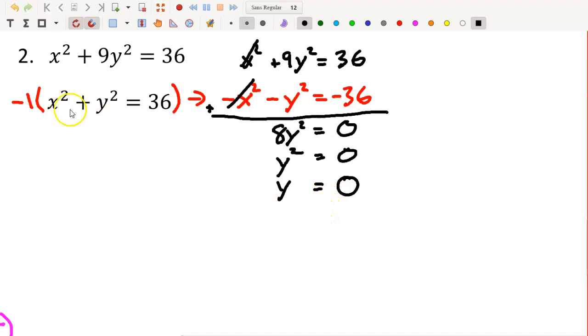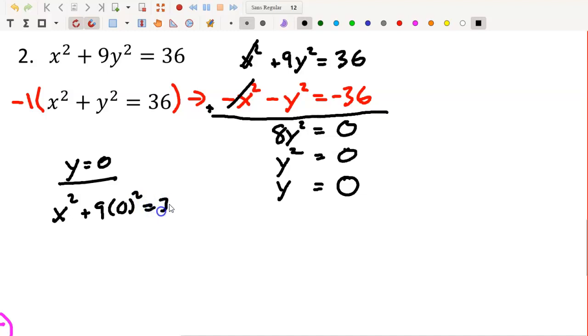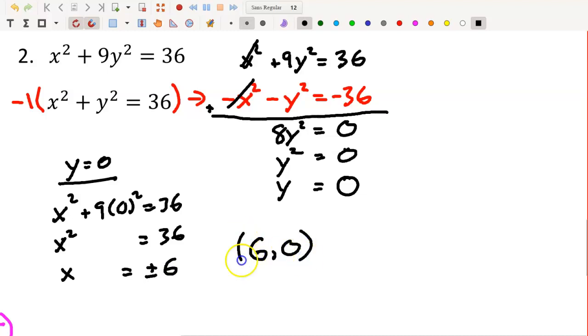All right, so let's see here. Plug it back in, either one, doesn't matter which. y equals 0. So we get x squared plus 9 times 0 squared equals 36, which is the same as just x squared equals 36, because anything with 0 squared is all 0. So square root both sides, x equals plus or minus 6. So we got 6, 0 and negative 6, 0.